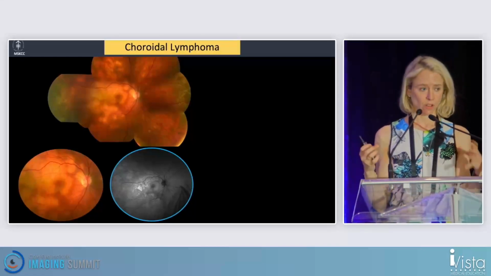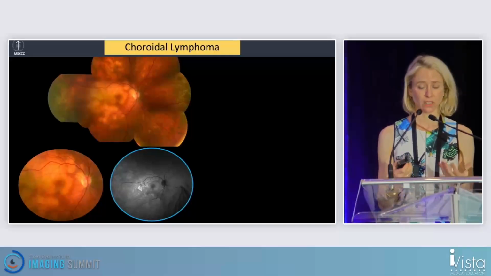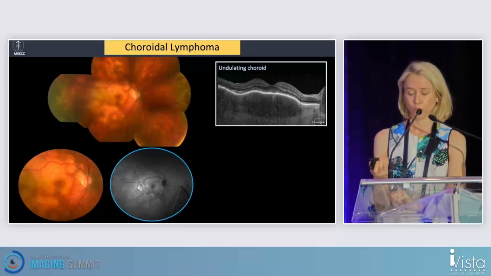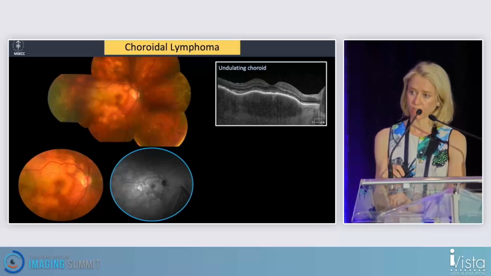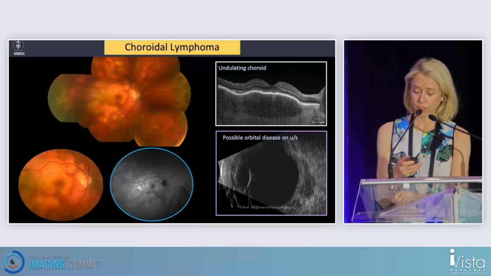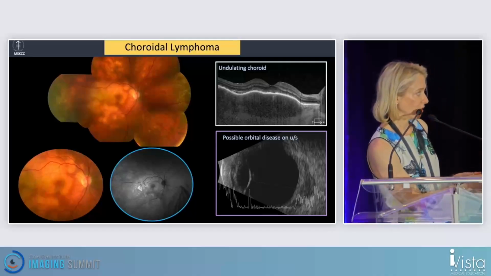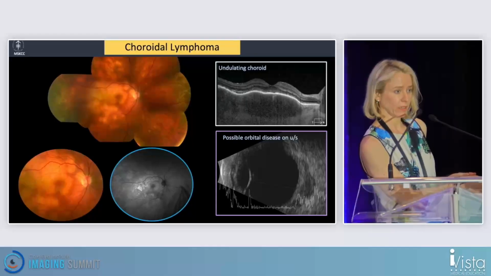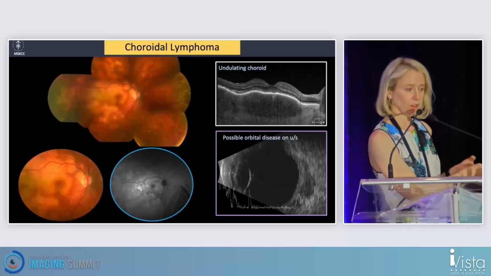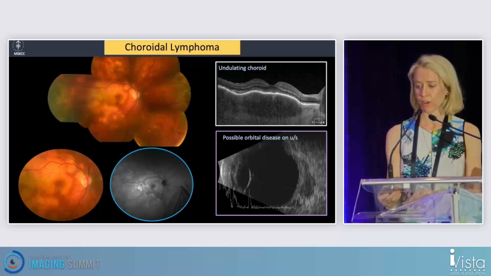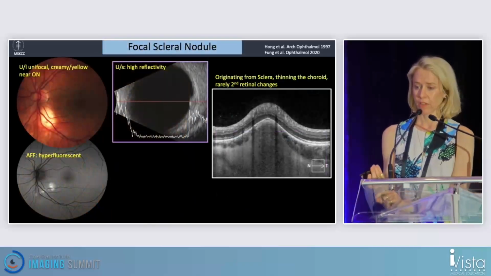So you've got this confluent yellow placoid stuff in the choroid that looks like this on OCT. So there's undulations. You can tell that it's within the choroid. It's not subretinal. It's not sub-RPE. And what's really key here is that you can see that there is involvement, that hyporeflective area within the orbit is the same process. And very often you're going to have more choroidal lymphoma in the orbit than you will in the choroid. So it's very helpful to have an ultrasound.